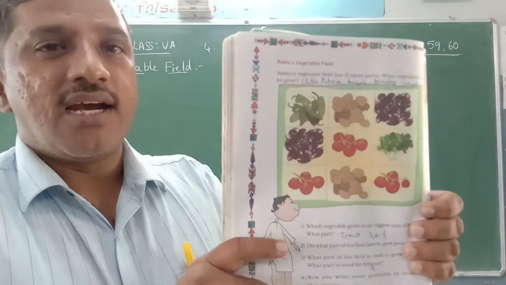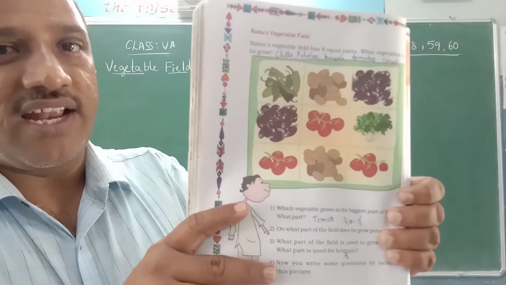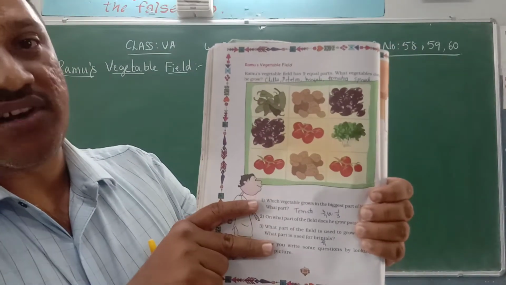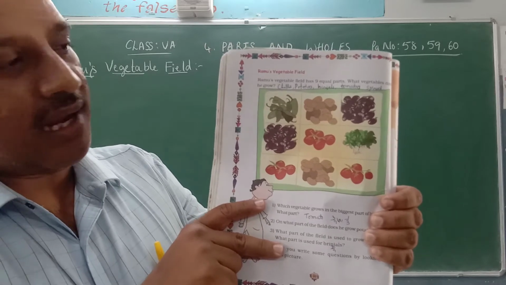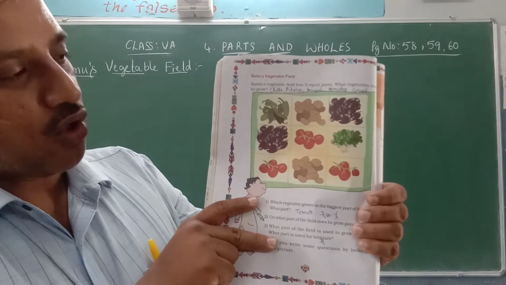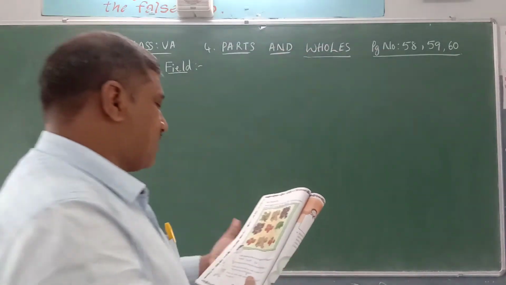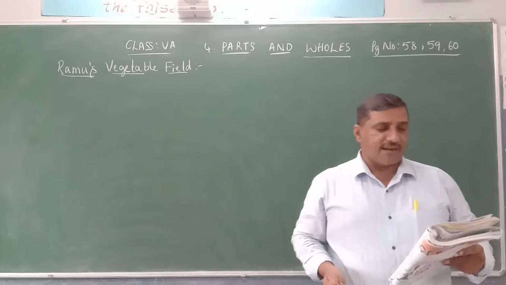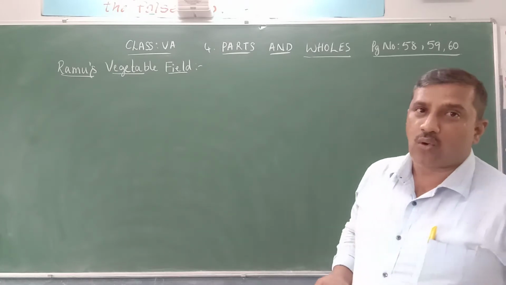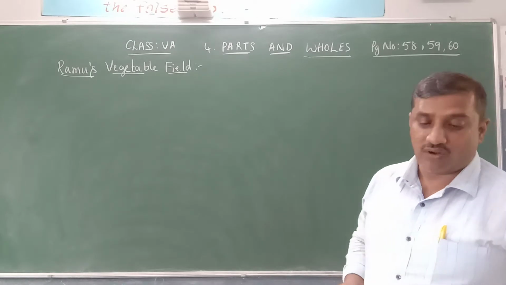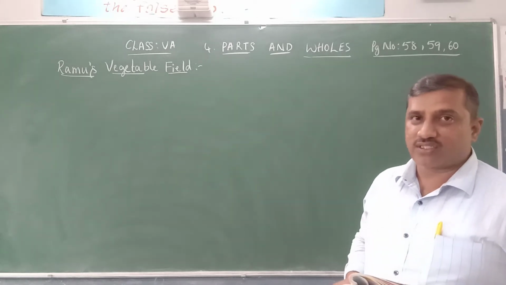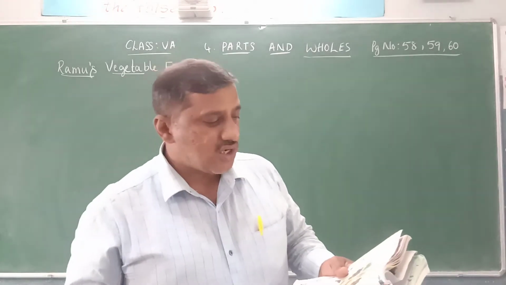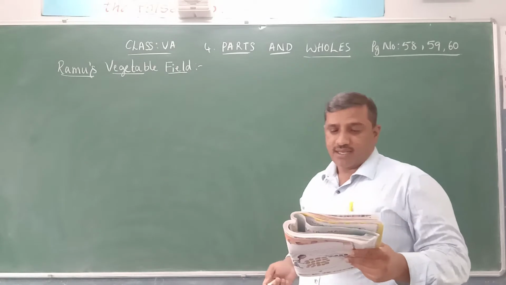Yes, observe the picture. So this is Ramo's vegetable field. It is divided into 9 equal parts, and he is producing different crops, different vegetables, in his field. Yes. Now, what was the question? Ramo's vegetable field has 9 equal parts. What vegetables does he grow? Observe the figure and write what vegetables he produces in his field. That is chilies, potatoes, brinjal, tomatoes and spinach.